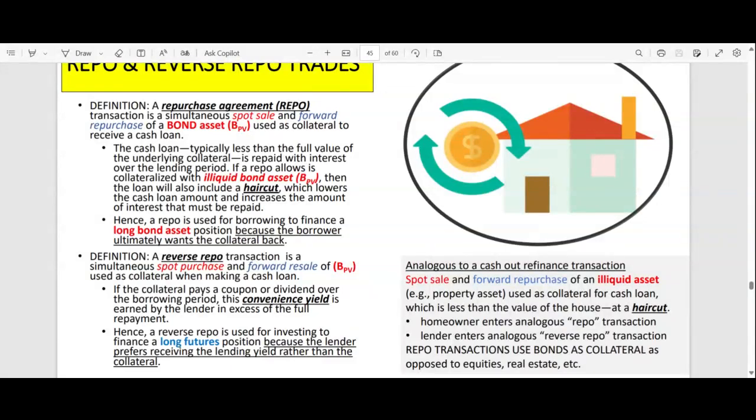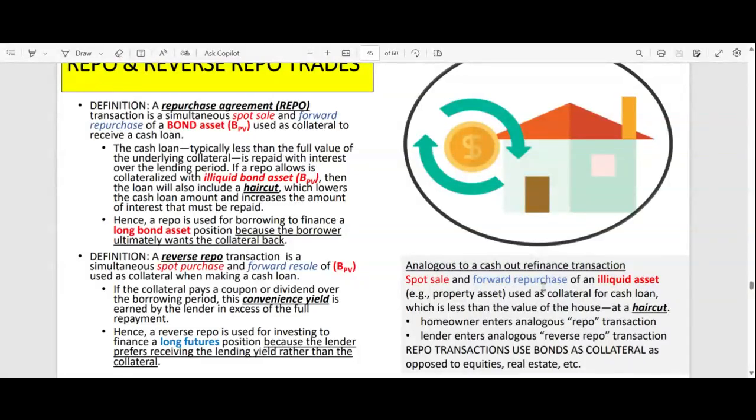The lender can foreclose on the house. And once the lender obtains title to the house, then the lender can sell the house and recover what you defaulted on the loan. So in effect, what you're doing is making a spot sale and a forward repurchase of your illiquid house. Your house is the illiquid asset. You're selling it to the lender when you take out a mortgage loan, but by paying off the mortgage loan, you're repurchasing the house.